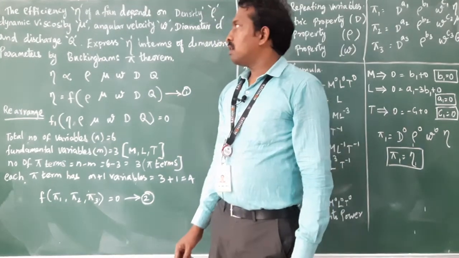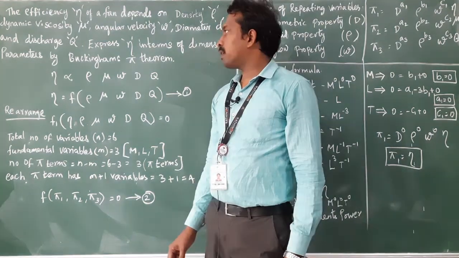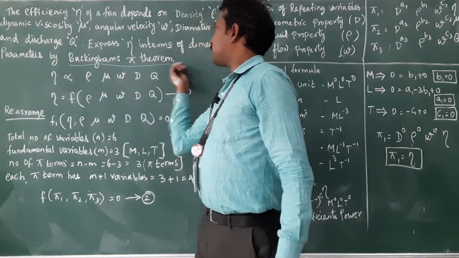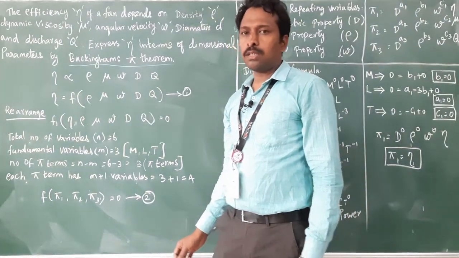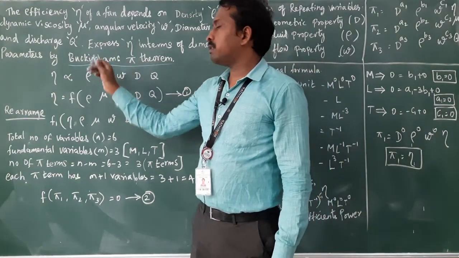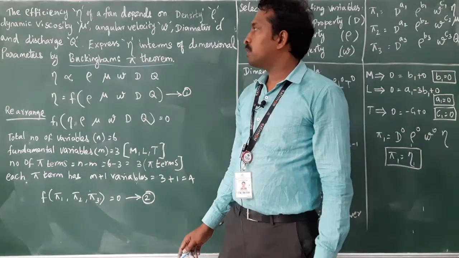Welcome all. Today we are going to derive the problem in dimensional analysis by using Buckingham's pi theorem. There are two methods. One is Rayleigh's method and another one is Buckingham's pi theorem. So in this derivation we are going to derive by using Buckingham's pi theorem.